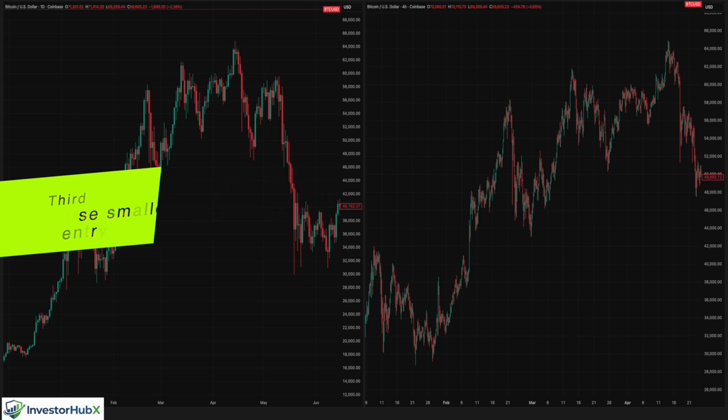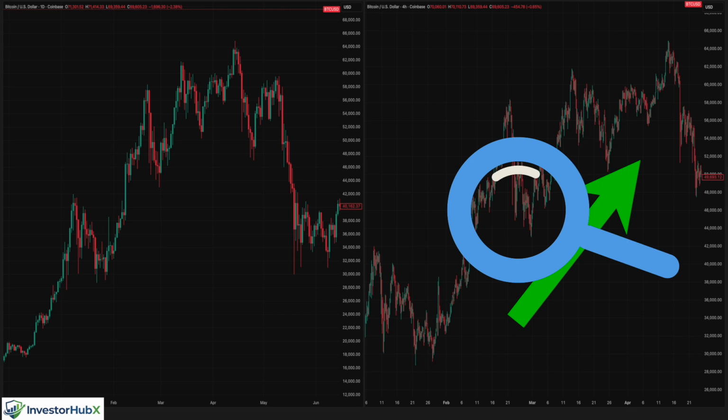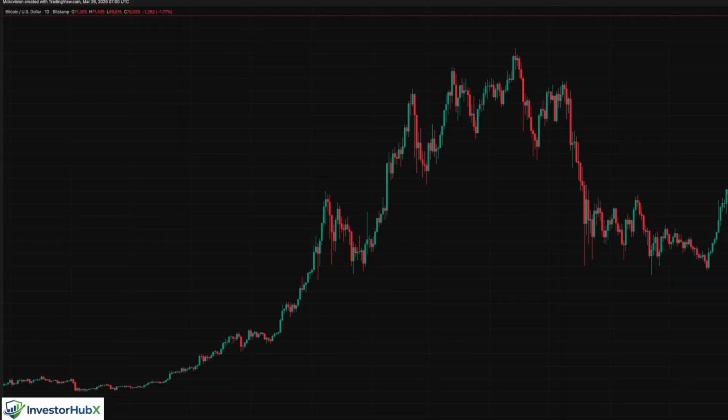Once you identify the big trend on a higher time frame, zoom into a lower time frame and look for smaller fractal structures to enter your trade. For example, a big uptrend on the daily chart may contain smaller pullbacks on the 1-hour chart. Those pullbacks can be your entry. Remember, fractals don't predict the market. They help you understand structure. And once you understand structure, you can react with better timing.